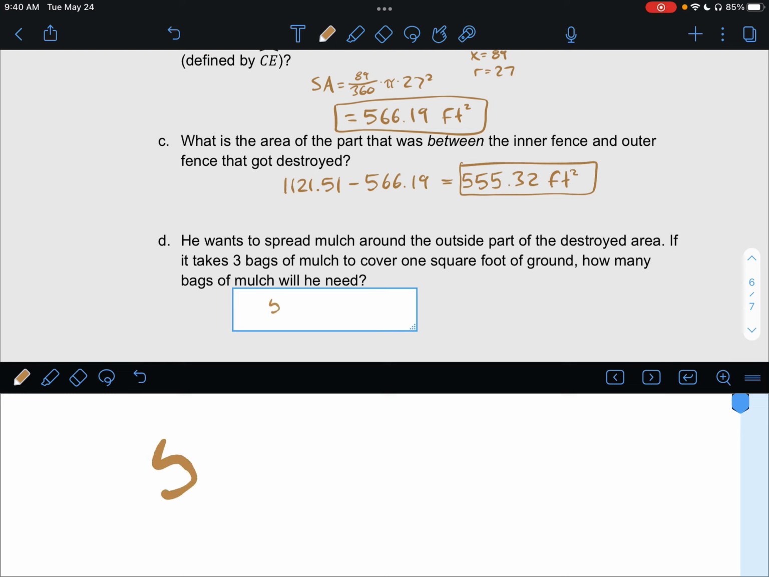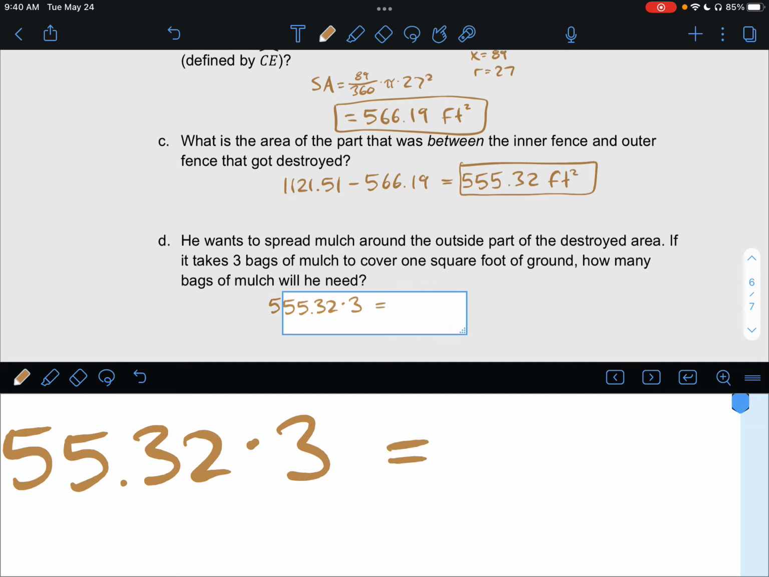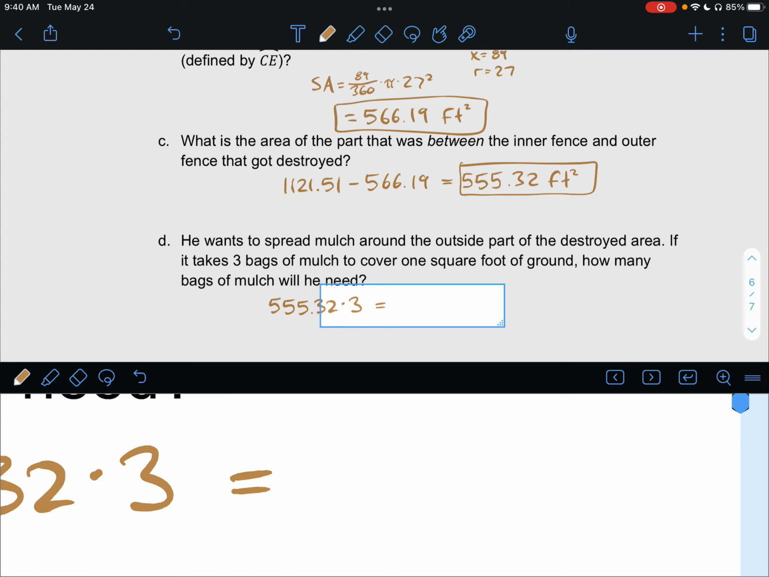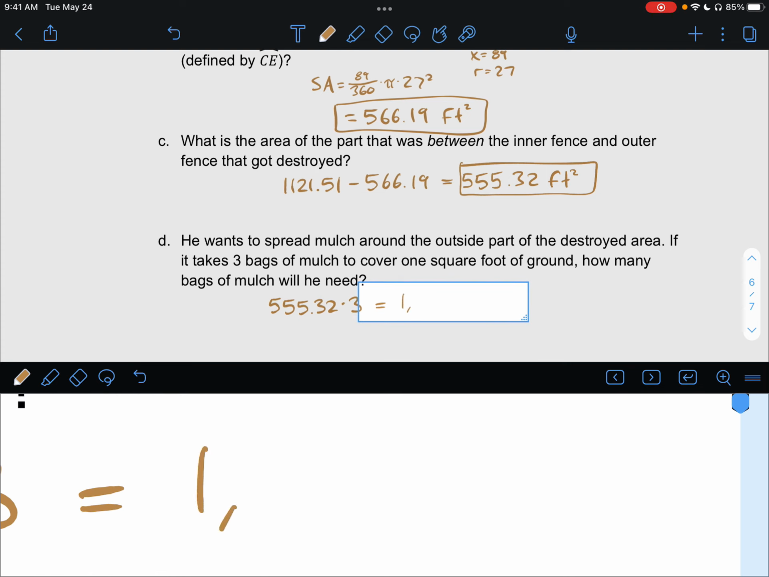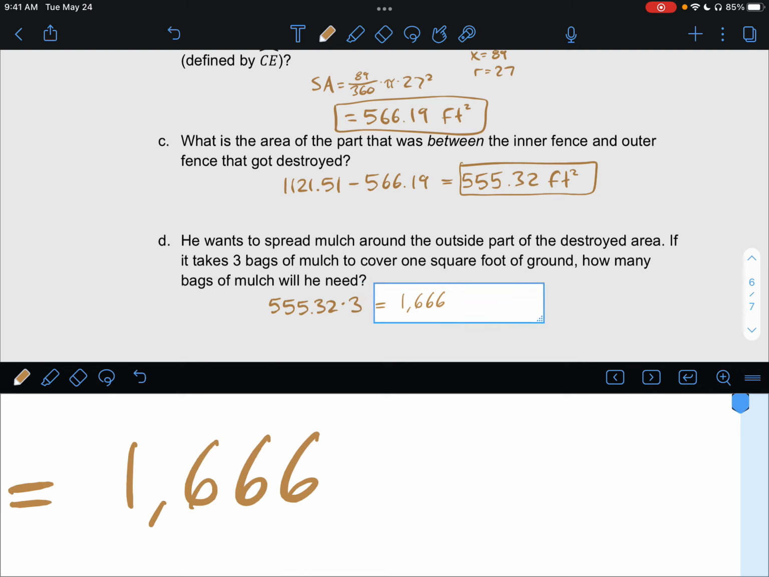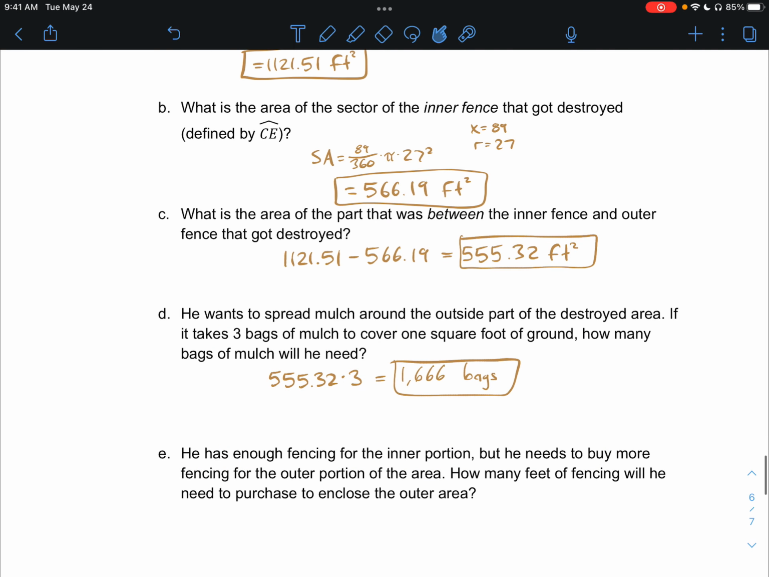So it's just going to be 555.32 times 3 equals 1,665.96. And since this is bags of mulch, I'm going to just round that up to 1,666 bags. And that's my answer here.